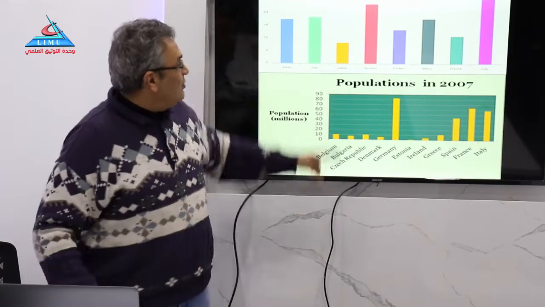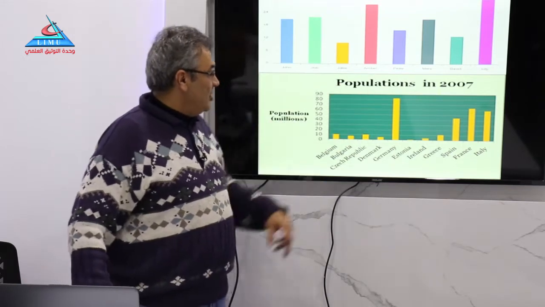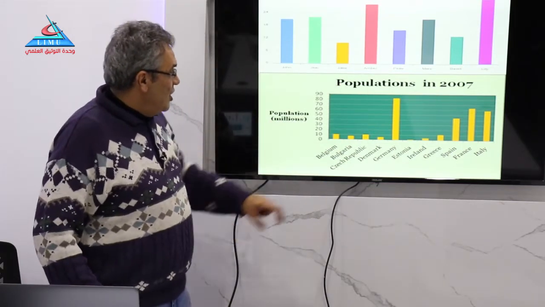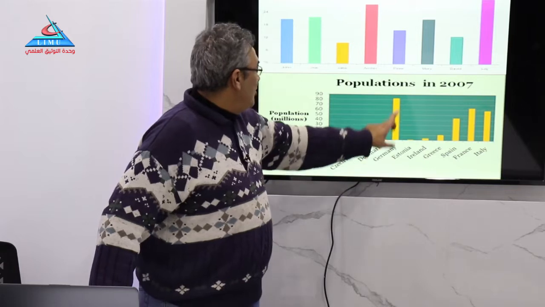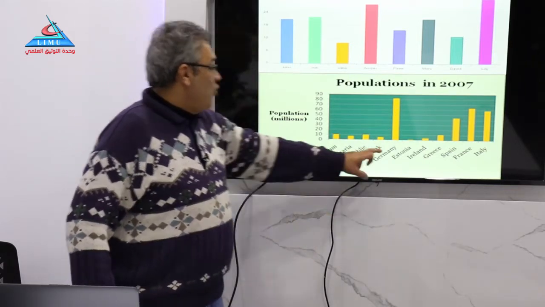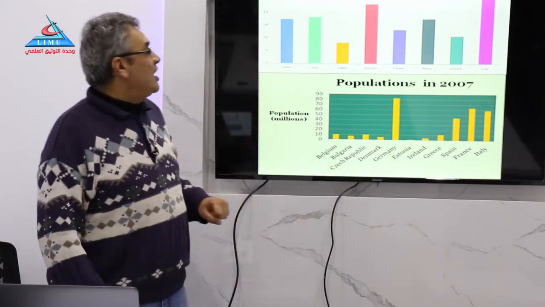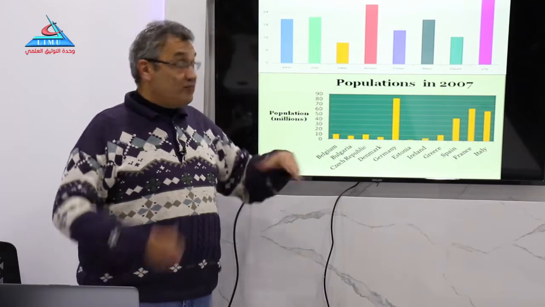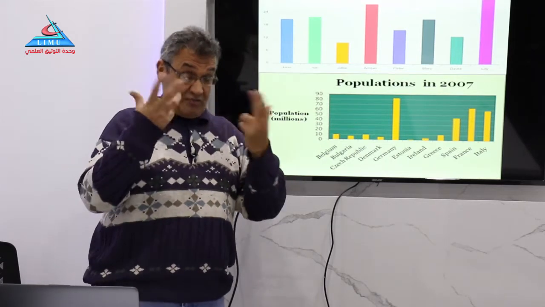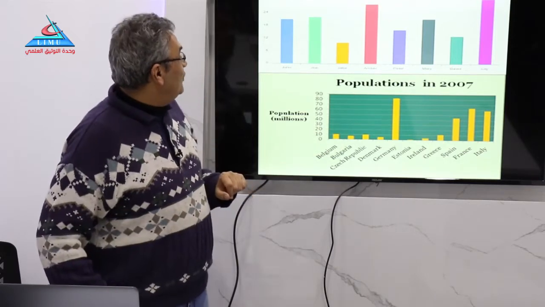This is another two forms, as you can see in the bar charts. For example, here the population in 2007, we can see here in Germany, it looks like the highest, while here it looks like Estonia is the lowest. So from the vision by our eyes, we can recognize the differences.